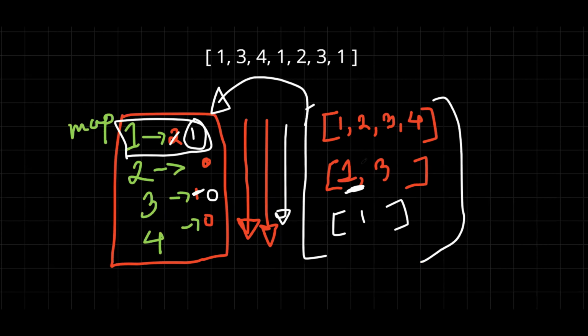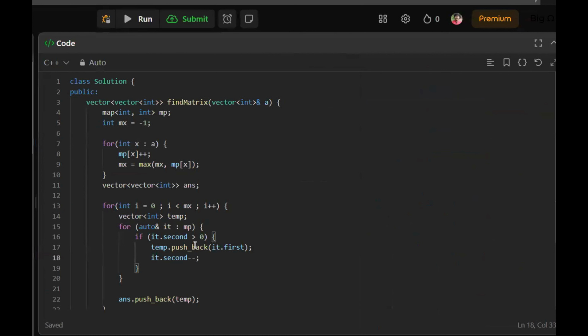I hope you understood the algorithm. Now let's move on to the code. In this problem, the code is pretty simple. At first, we are given an input array. Now we are using one map and one maximum value. The maximum value will store the maximum number of iterations we have to make over the map. So in this for loop, we are increasing the frequency of each element, and we are calculating the value of the maximum.